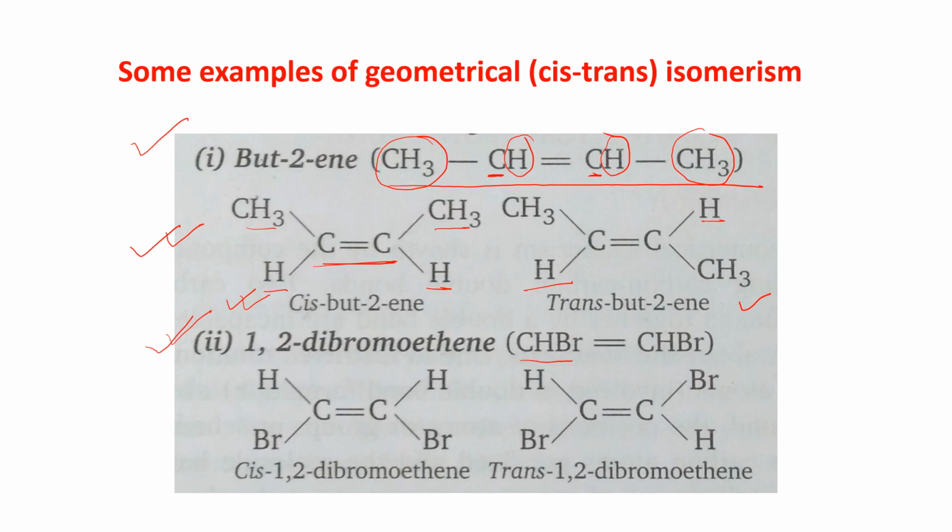Similarly, the next example is 1,2-dibromoethane, CHBr=CHBr. Now again you can see that the hydrogen and hydrogen are on the same side, and Br and Br are also on the same side of the doubly bonded carbon atoms. This is known as cis-1,2-dibromoethane, and if the groups are present oppositely, then they are known as trans-1,2-dibromoethane. I think I am clear to you.